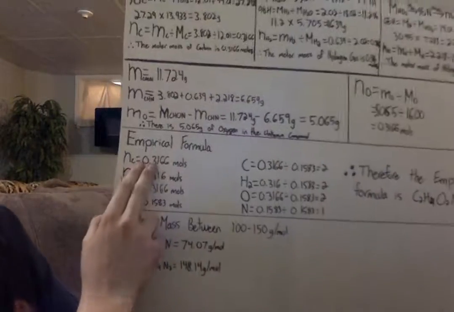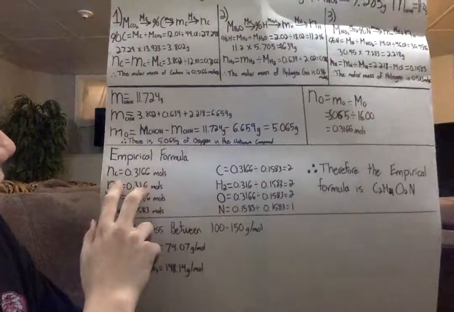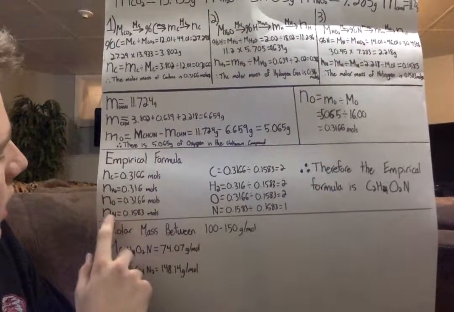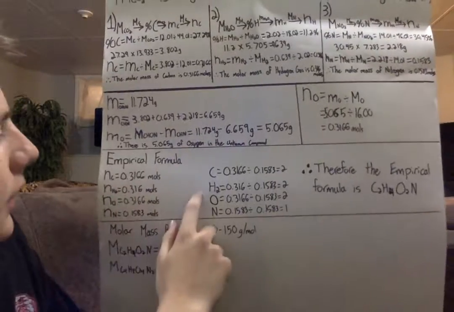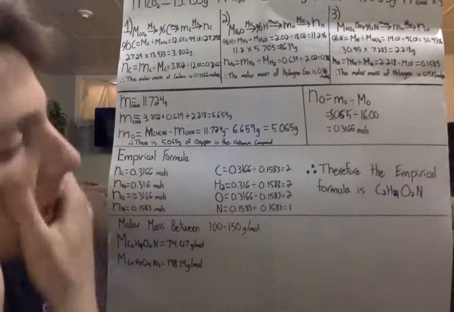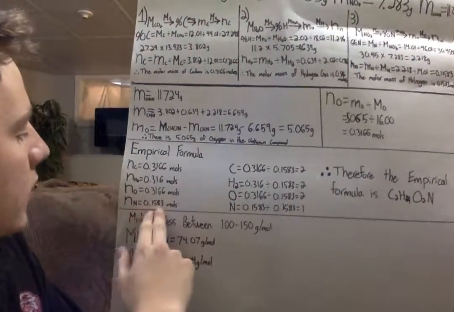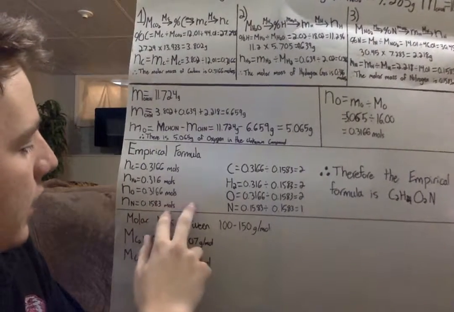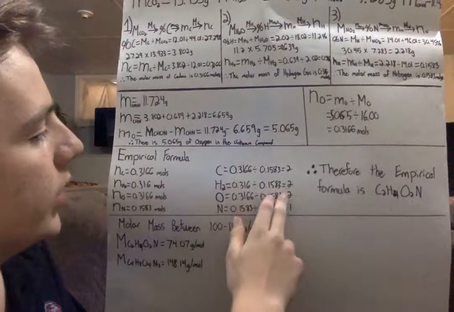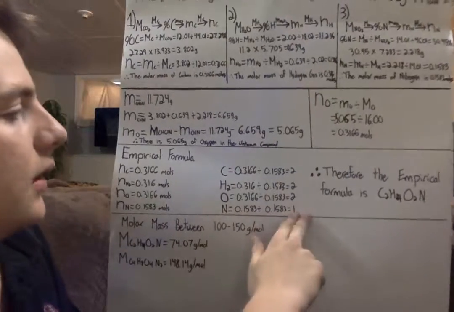Here, in our empirical formula, we're going to take the number of moles of carbon, number of moles of H2, number of moles of oxygen, and number of moles of nitrogen. And we're going to divide by the smallest to get the number of each individual element that is required to form this compound. So the smallest being nitrogen at 0.1583 moles. Carbon equals 2, H2 equals 2, oxygen equals 2 when you divide it all out, and N divided by itself is 1.